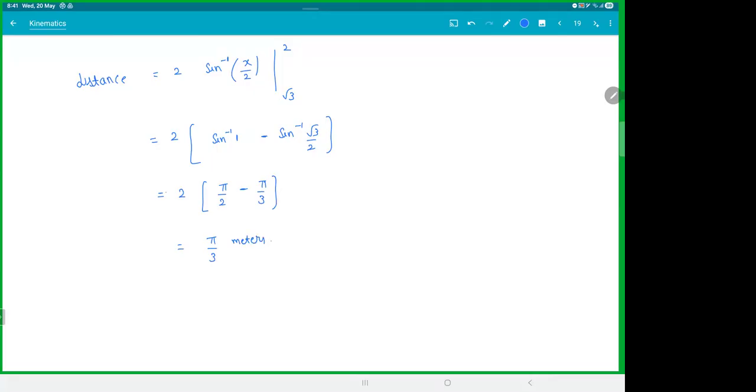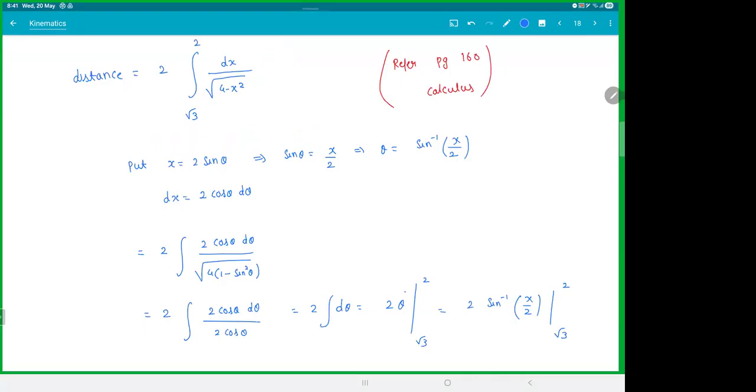Are you clear with those steps? You're getting the meaning of limits? What is sine inverse 1? Sine 90 is 1. So sine inverse will give you the angles. Please have a look at the steps. This is integration by substitution. This is the second one that we did. Any doubts on the steps here?